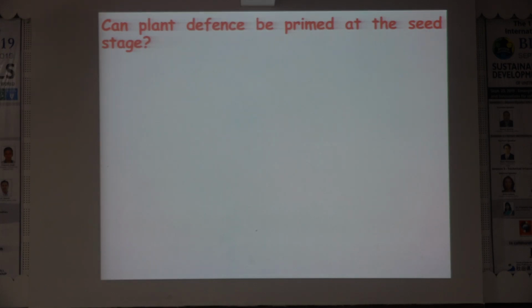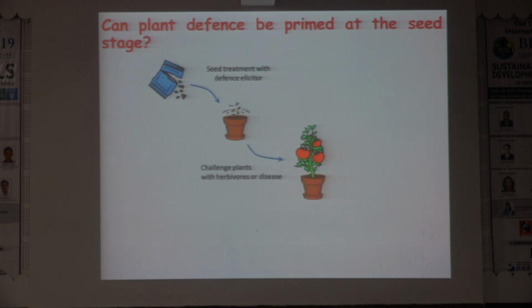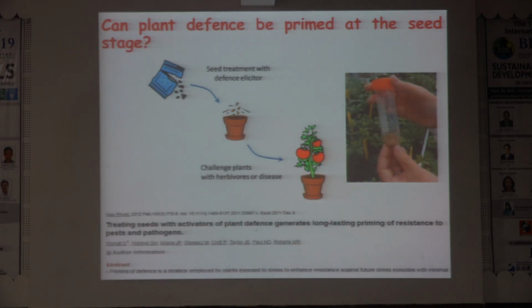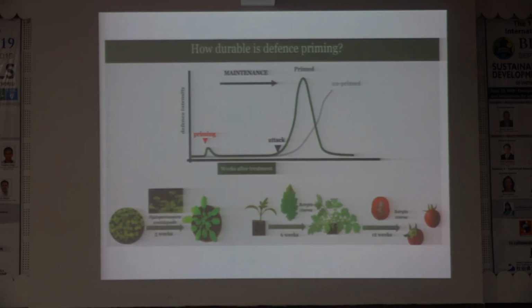So we have tested, could we prime the plant at the seed stage? And yes, the answer is yes. So we have taken the normal tomato seeds. If you treat these seeds with some of these elicitors or the plant defense hormones, you will get super protected. So don't be confused with acclimation or adaptation. They are not exactly the same, because here we are simply bringing the plant into an alarm state.